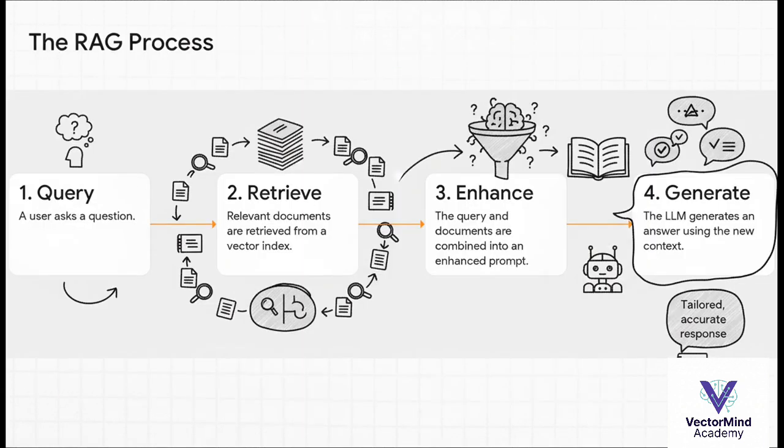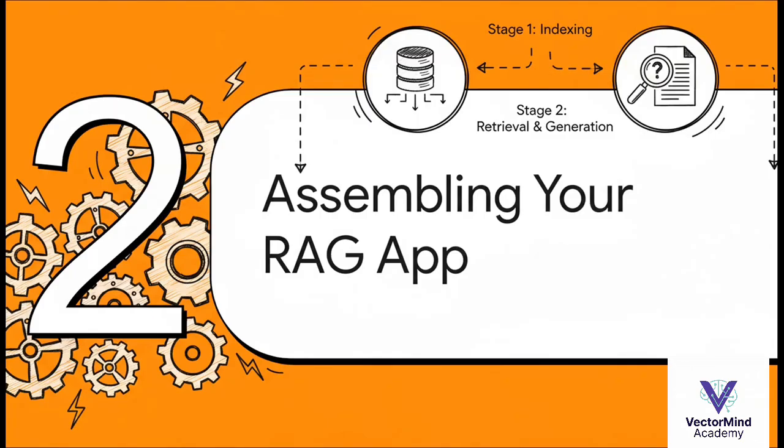And here's how that whole dance works. A user asks a question. The system then zips over to your knowledge base and grabs the most relevant little snippets of text. Think of it as finding the perfect cheat sheet. Then, it bundles your original question and that cheat sheet together into a brand new supercharged prompt. Finally, it hands all that to the LLM, and boom, you get a tailored, accurate response built on your own data.